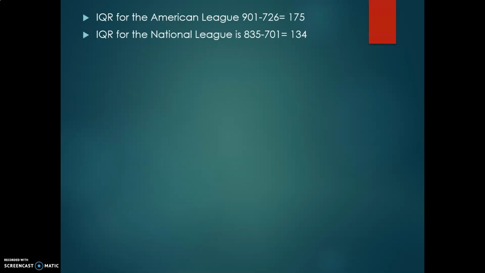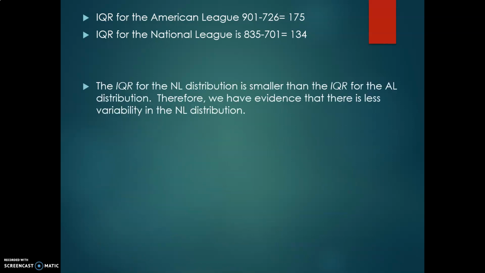If we look back at those two values, because we said the overall range was spread out further for the American League than it was for the National League, indeed the interquartile range is also spread out further. So we definitely have a good amount of evidence that says that the NL distribution is much less variable than the American League distribution, and that the American League distribution is significantly more spread out than the National League distribution.